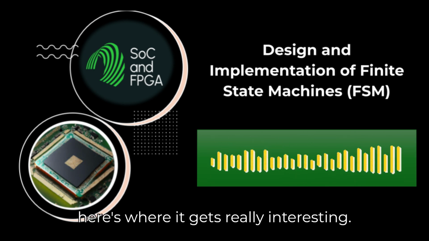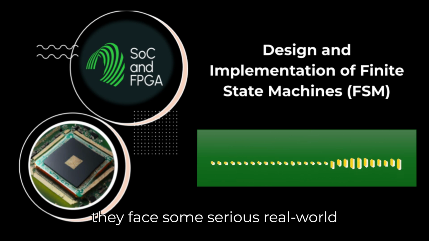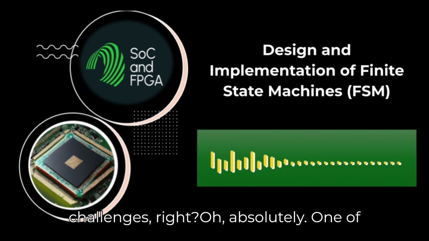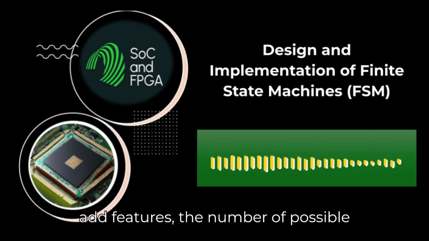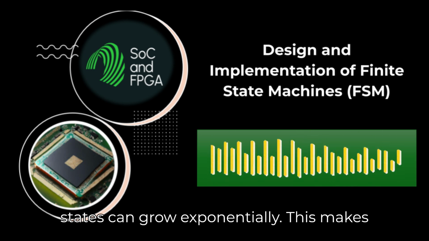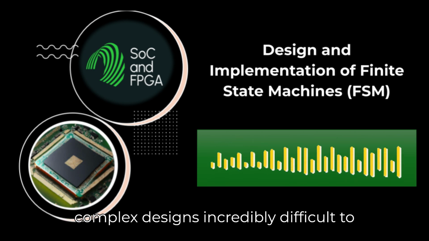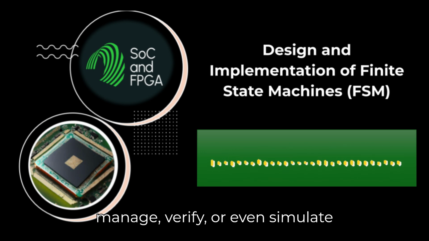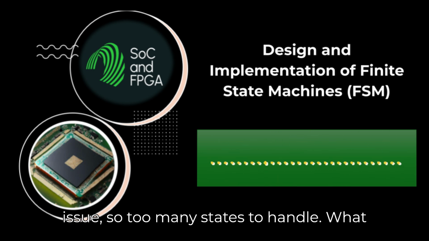Now, here's where it gets really interesting, because FSMs, despite being powerful, face some serious real-world challenges, right? Oh, absolutely. One of the biggest is state explosion. As you add features, the number of possible states can grow exponentially. This makes complex designs incredibly difficult to manage, verify, or even simulate completely. Scalability becomes a huge issue. So, too many states to handle.